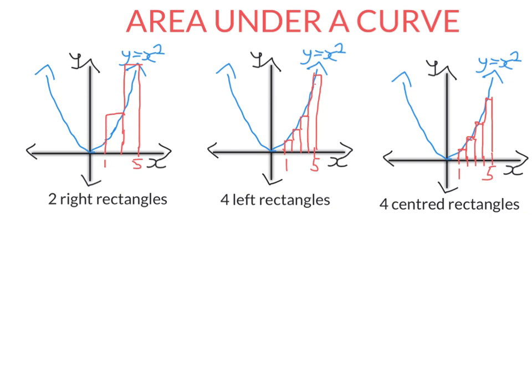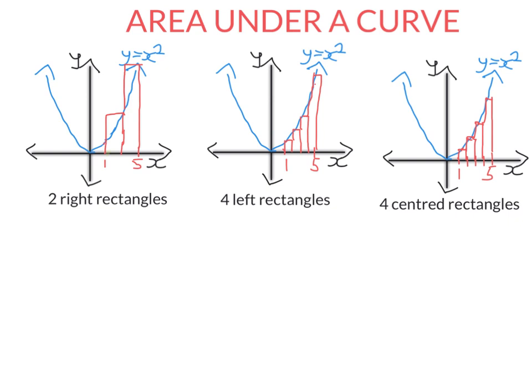So we need to limit the domain. We need to find the area under a curve between two given x values. So we're going to look at finding the area under the curve y equals x squared between x equals 1 and x equals 5. And we'll use three different approximations.